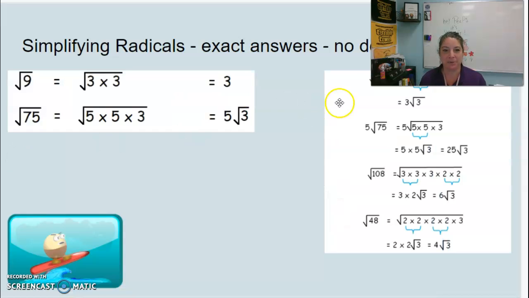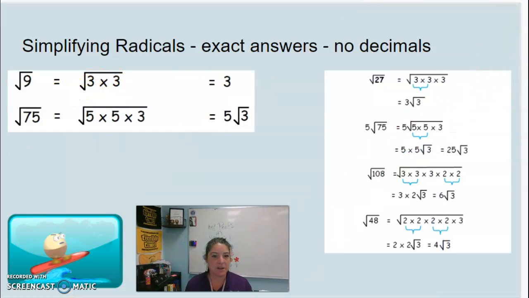Let's go look at some other examples, okay? So the square root of 9 obviously is 3, but here's what it looks like if you did a factor tree. So 3 and 3, the two pairs go together, right? Square root of 9 is 3. 75, if you did a factor tree, is going to break down to 5, 5, and 3. The two 5s go together, and so it's 5 root 3. 27, 3, 3, and 3. Two of the 3's go together because that's a 9, right? So the square root of 9 is this 3 on the outside, 3 on the inside, okay?